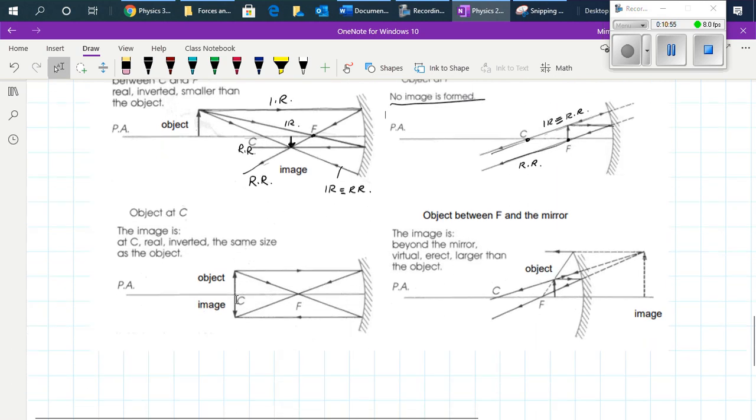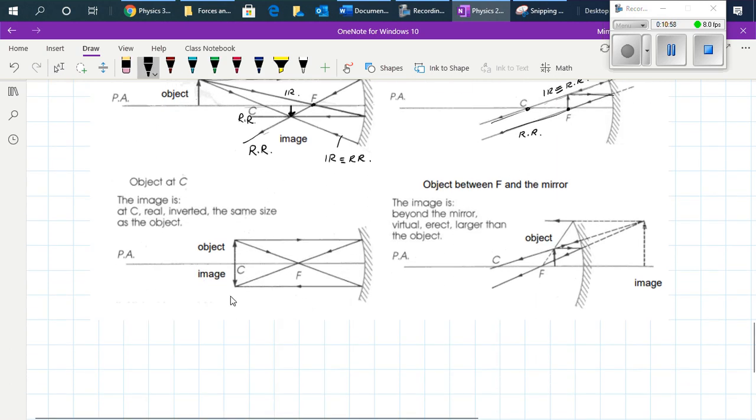The third situation we see here is that the object is placed exactly at the center, and then we apply the first rule. An incident ray parallel to the principal axis is passing through the focal point, and an incident ray passing through the focal point is reflected parallel to the principal axis. Then what we will see is that the image and the object are the same height. The image is inverted and real.